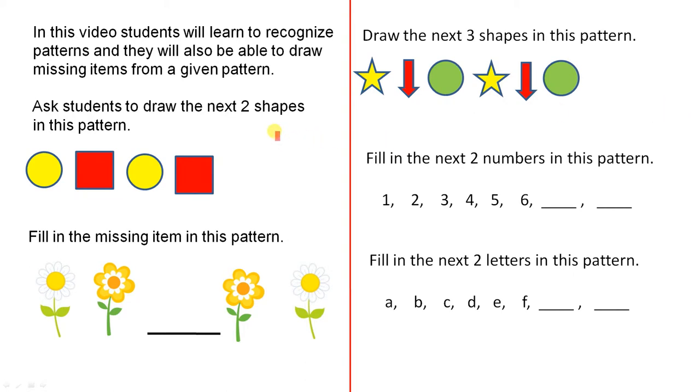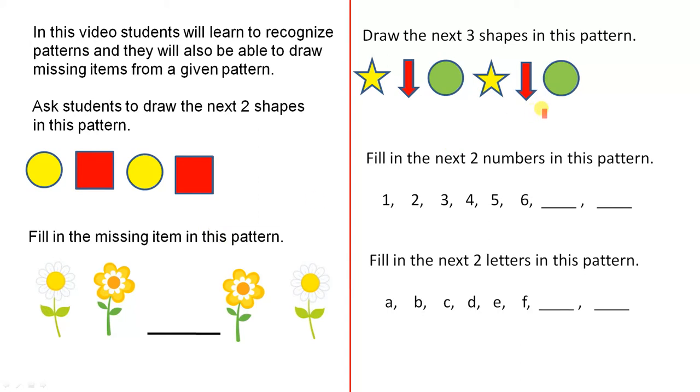Ask students to draw the next two shapes in this pattern, and when they look at it very carefully, they'll draw a yellow circle and a red square. So you would explain to them what a pattern entails so they get the idea of what's required. Fill in the missing item in this pattern, so when they see the way the flowers are arranged, the flower they'll put in here will be like this one.